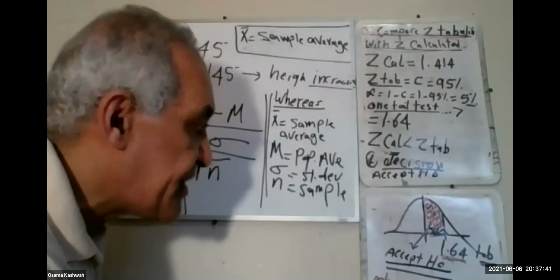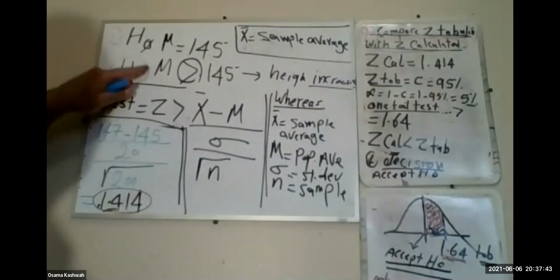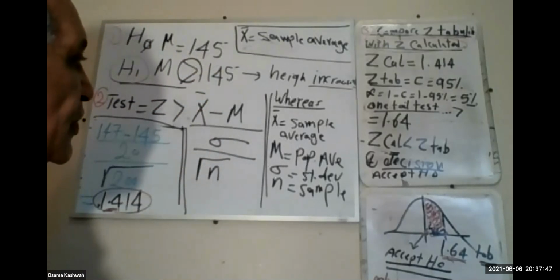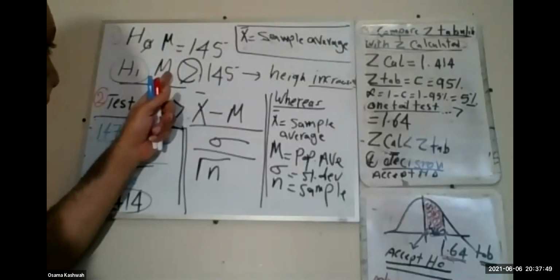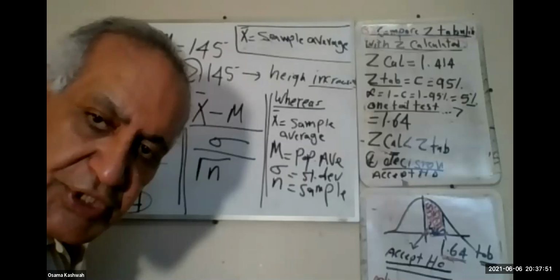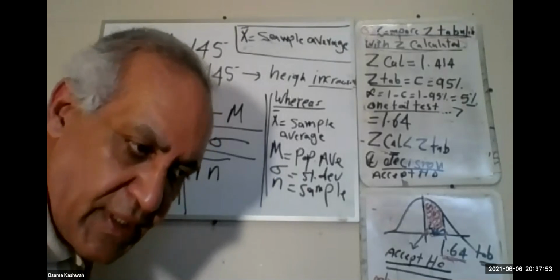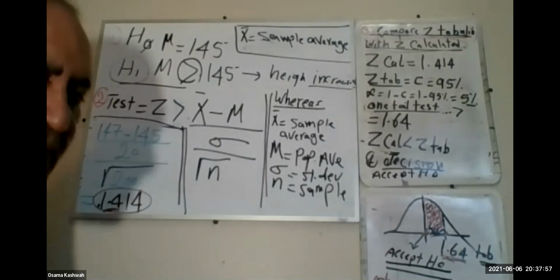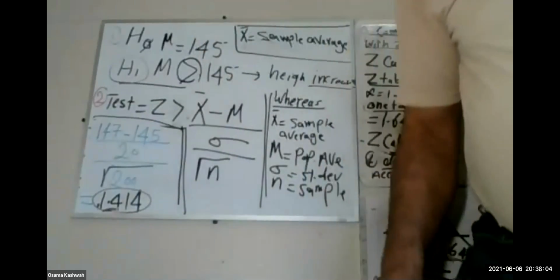And here I will say, what is H0? H0 says that mu is 145. So accept H0 means reject H1. Okay, this is the summary of this example, and we'll go forward after this to watch more examples, but this was for the moment.